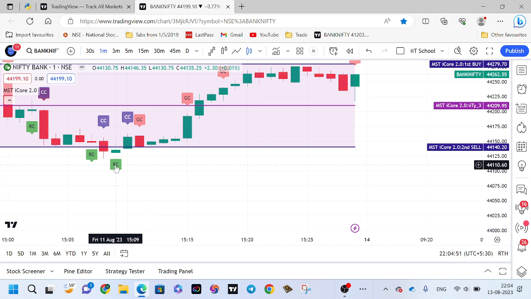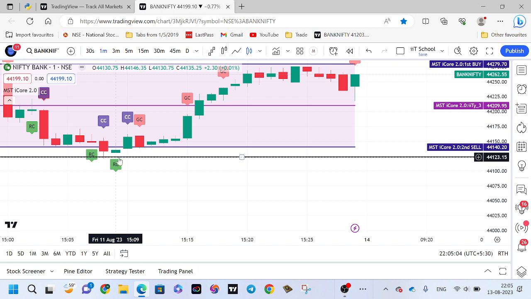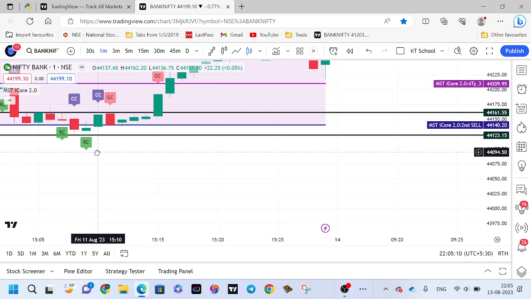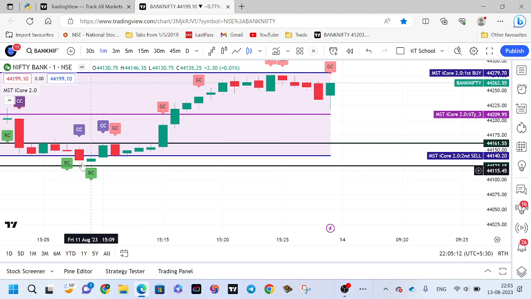After that, if you see this candle, and before that also we got one R3C here, and this is the confirmation candle. So now mark this low and mark this high. Once the low of this candle is broken, we should go for the sell entry. But see here, the low is not broken, only the high is broken. So we can go for the buy entry as per this R3C.